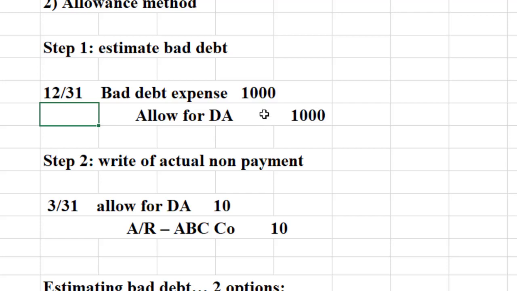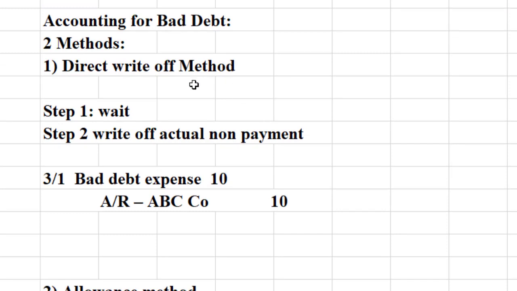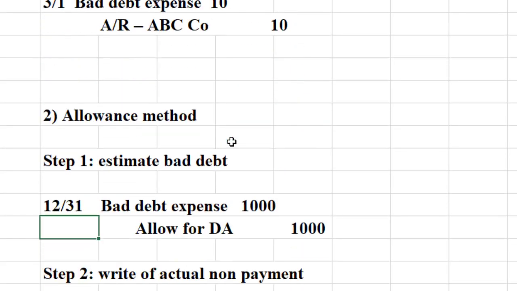That's why the allowance method is considered GAAP, because it does meet the matching principle of GAAP, whereas typically speaking, the direct write-off method does not meet the criteria for GAAP. Because of that, the direct write-off method is only allowed under GAAP if the company's receivables are immaterial.